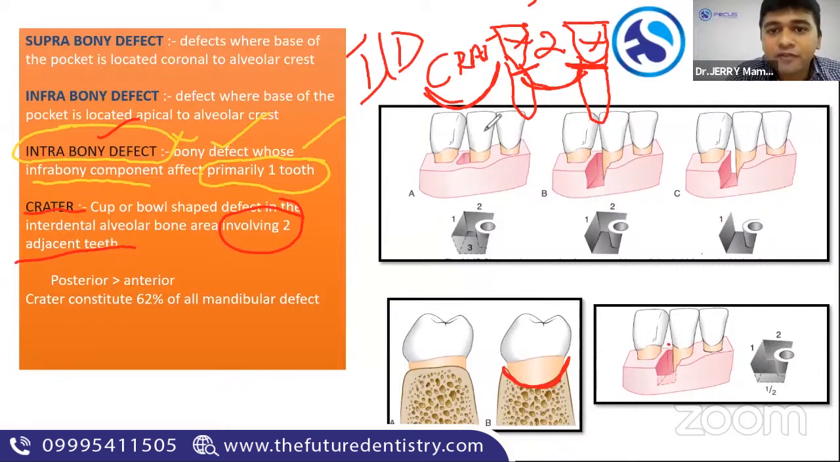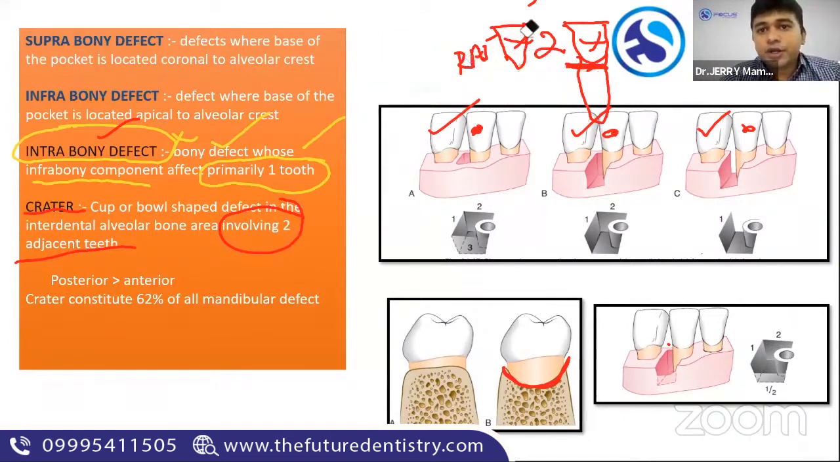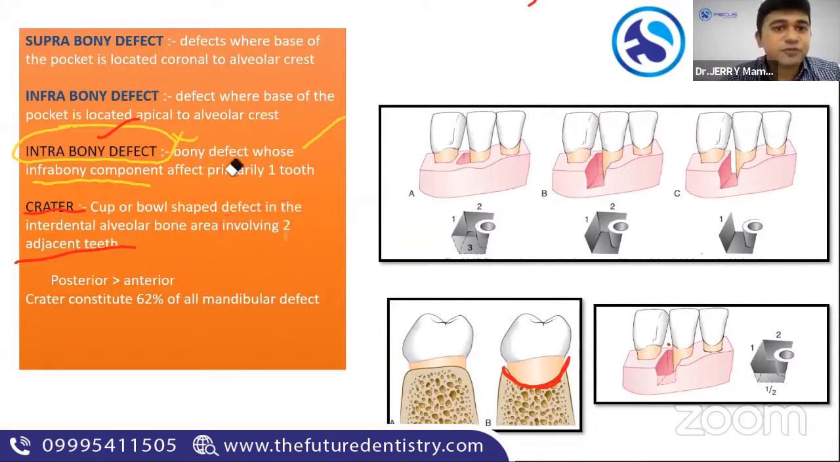Whereas our intrabony defect is affecting this tooth here, and the adjacent teeth are protected. Whereas in a crater, both the tooth surfaces are involved. That is why it is separate from an intrabony defect. Why? Because it involves two adjacent tooth surfaces. It involves this tooth surface and this tooth surface. Okay, I hope that is clear. Okay, very good. So those are the different types of bony defects that you see, and how to identify them.